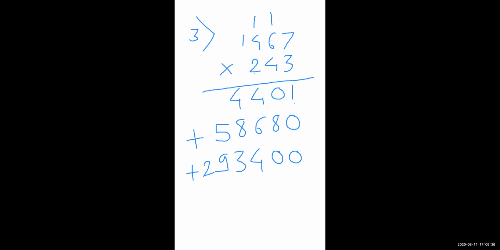2,93,400. Okay, means 1,467 multiplied by 200, you will get 2,93,400. Now the last step is to add all the subproducts.